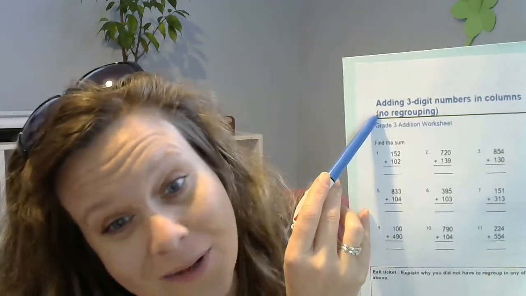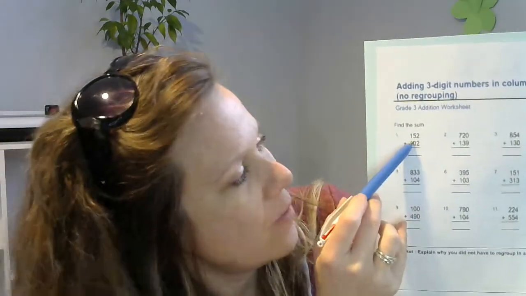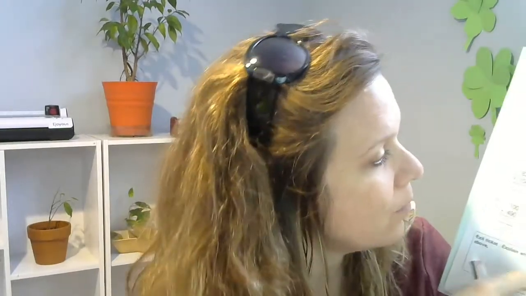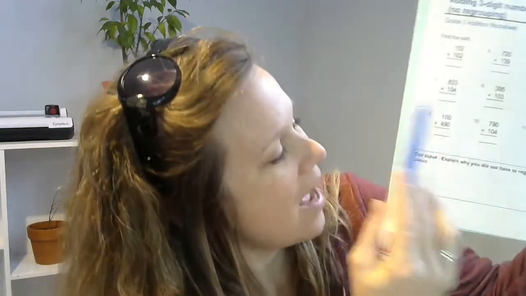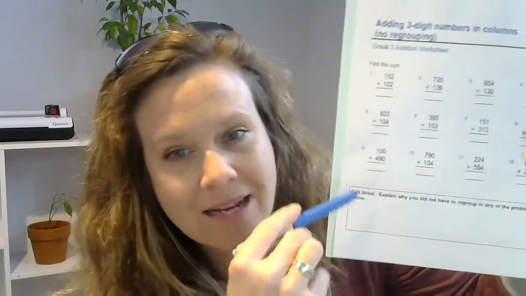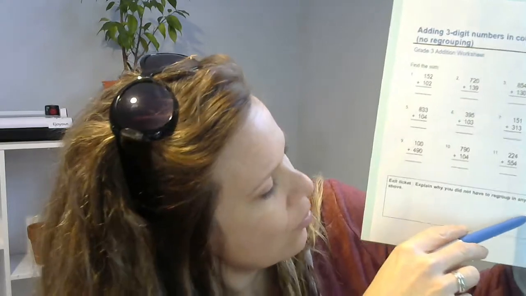They've told you right at the top we're not going to need to exchange or regroup, so it should be pretty straightforward. You do four problems 3 times, so you're going to do 12 problems. After you're finished, they want you to do a little bit of thinking and explain down here with your words why you did not have to regroup in any of the problems above. How are these problems set up so that they knew you would have no regrouping, and why? How did that turn out for you? Just talk about why.